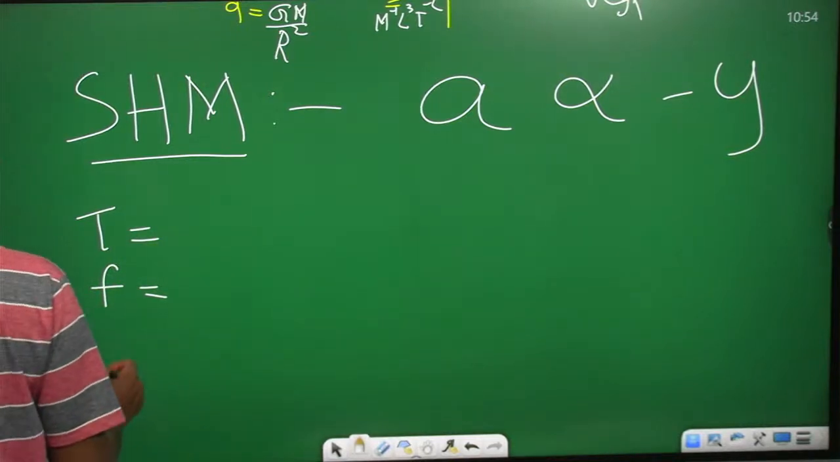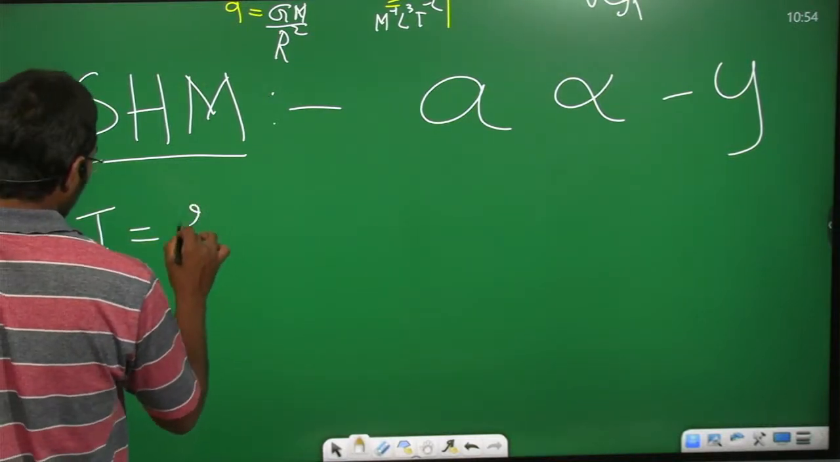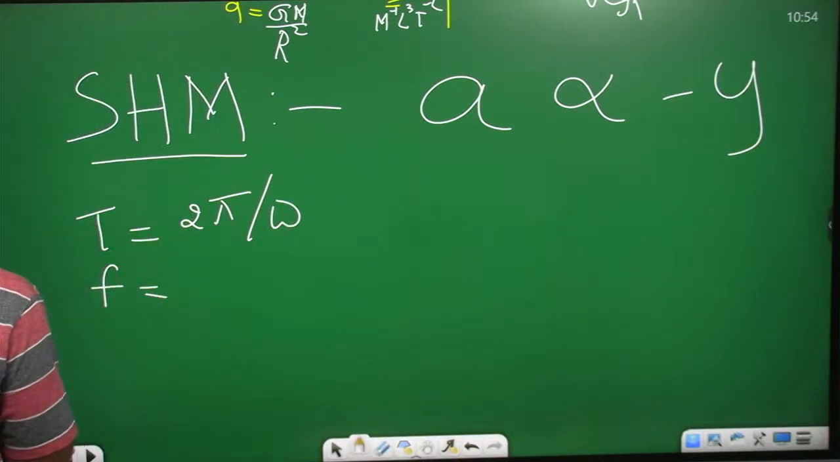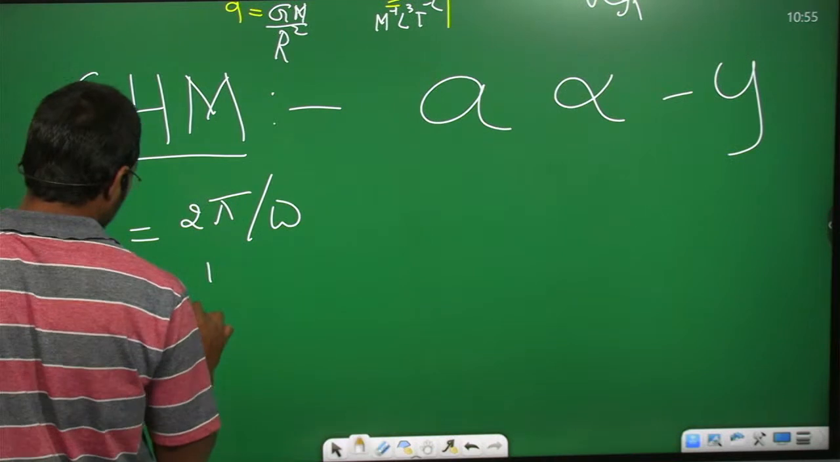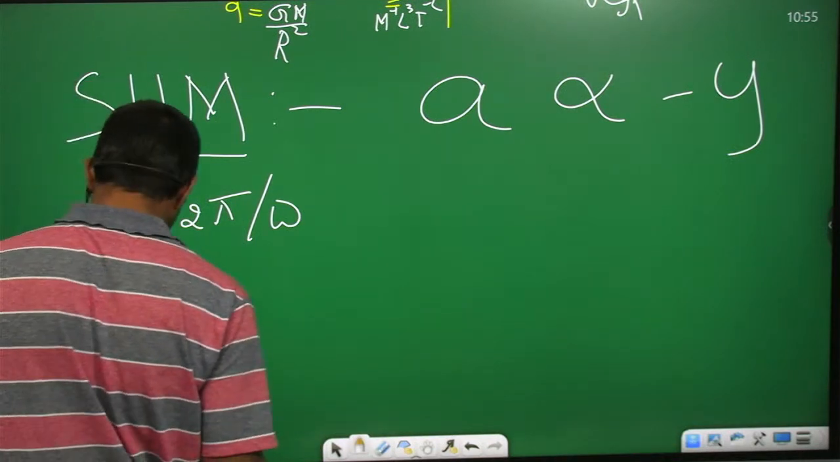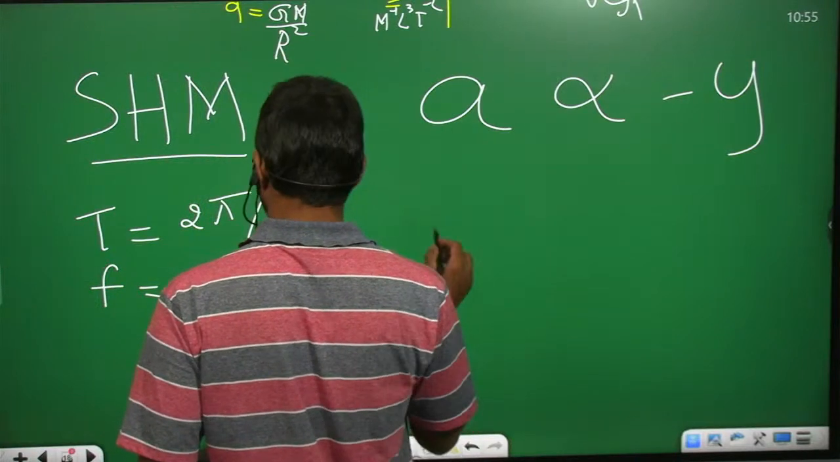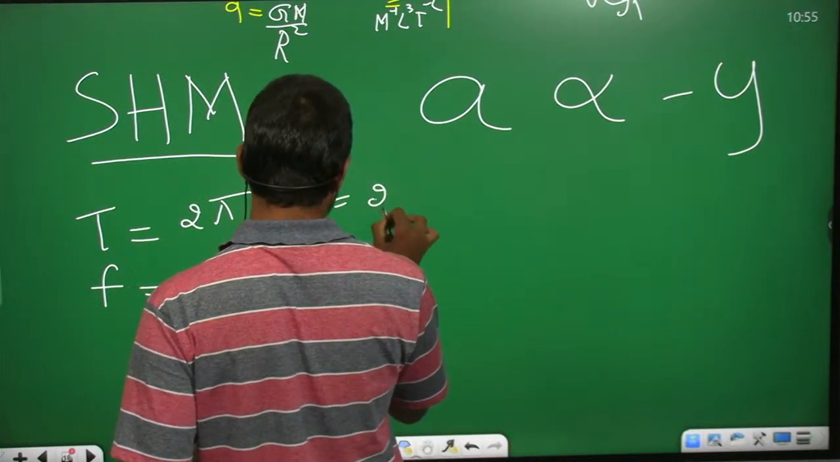So what is time period? 2 pi by omega. What is frequency? 1 by T. So what are the laws of simple pendulum? You can even write as 2 pi under root L by g.